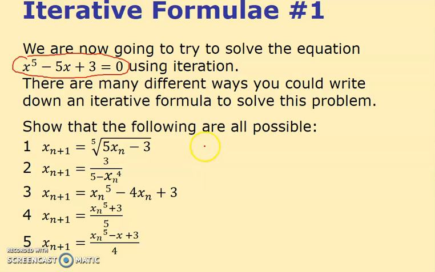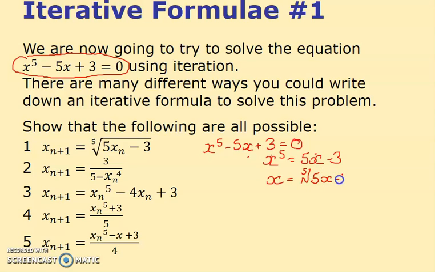So if I just do the first one, some of them are very obvious, and some of them are less obvious. And you might think, well, why would you pick one which isn't obvious? Why would you pick an obscure one like some of these down here? The obvious one, I think, is probably to do what this does, and it just says move these onto the other side, so you get x to the 5 equals 5x minus 3, and now find the fifth root of them, so x equals the fifth root of 5x minus 3, and that's it, we're done.